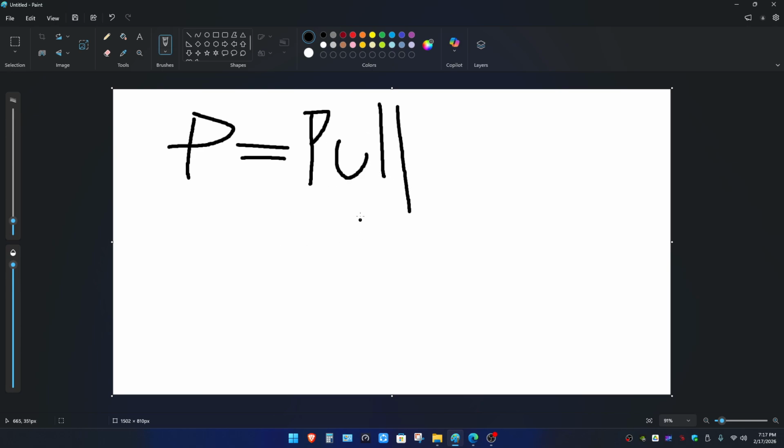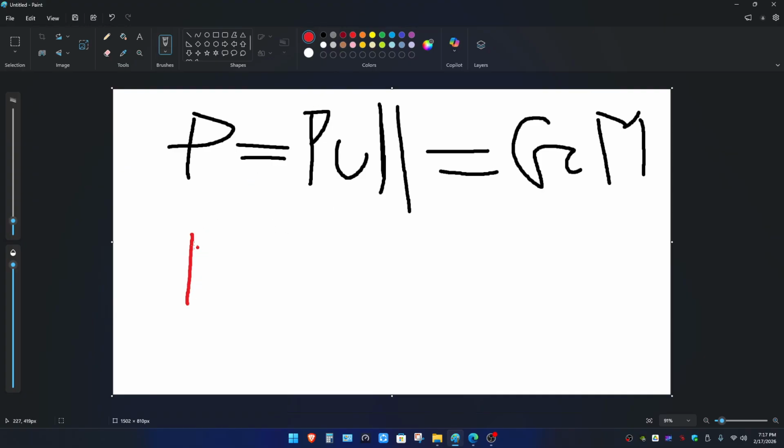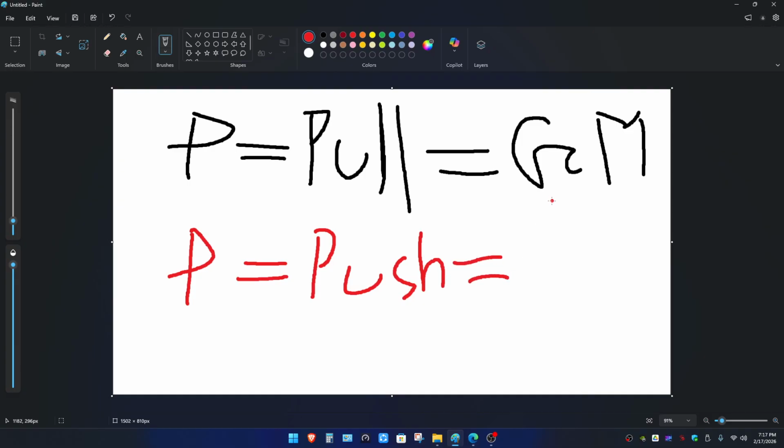Pull is basically a signal of the atom that causes gravity and magnetism. And this is push, a push signal, P-U-S-H, a signal where it is not gravity, it is anti-gravity, and it is heat, not magnetic. Or it is electron. Okay, it is anti-gravity and electron.